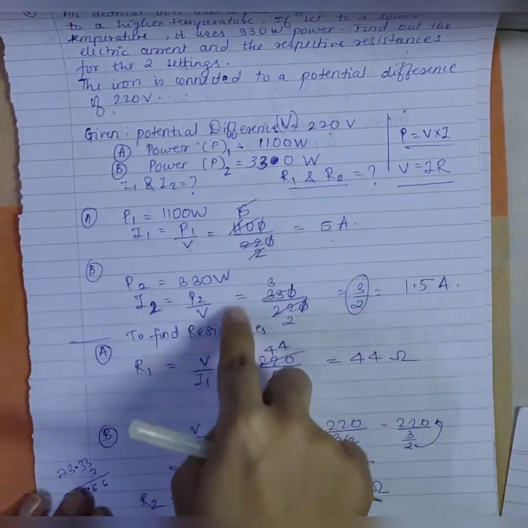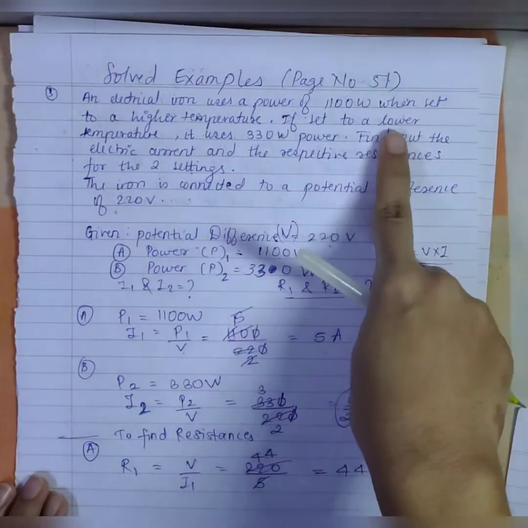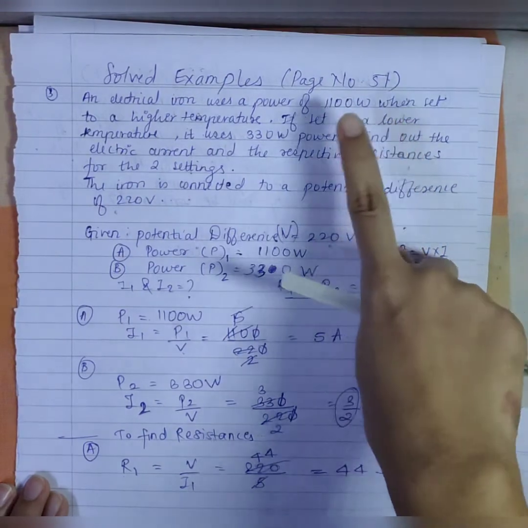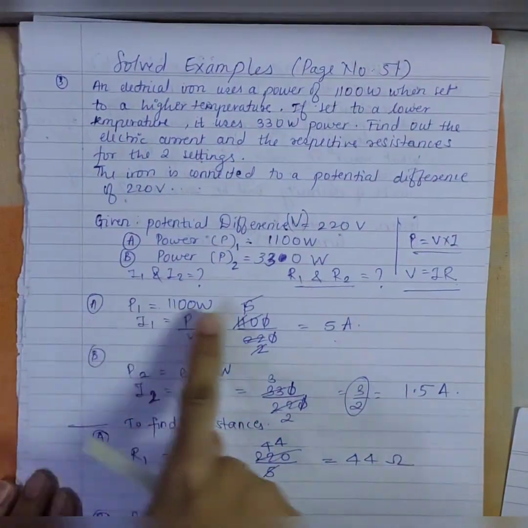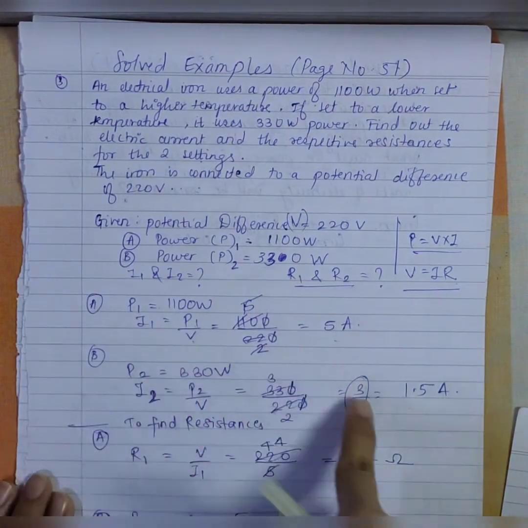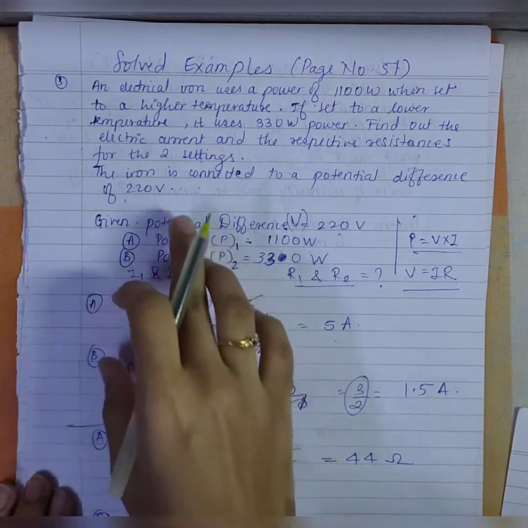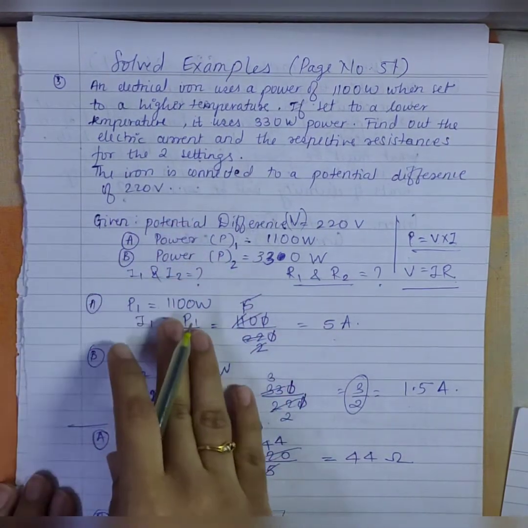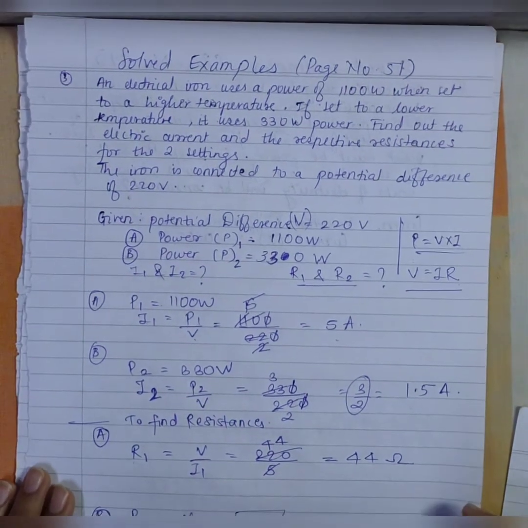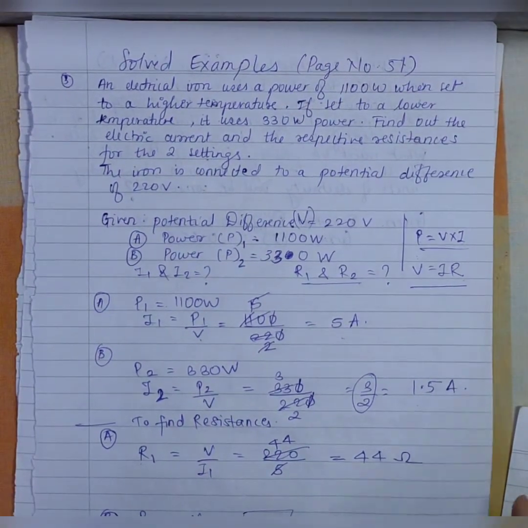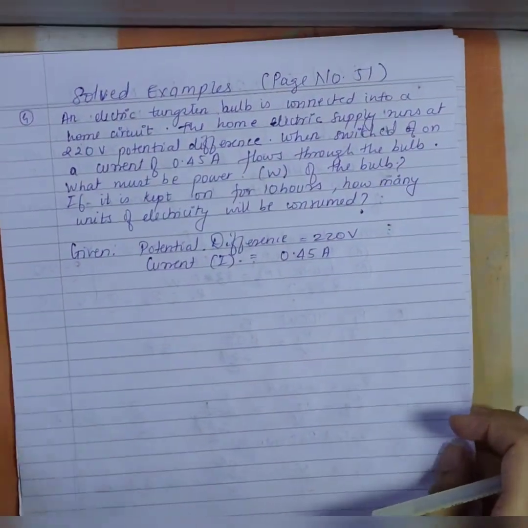Remember that you need to do 2 cases here, because they have asked it for 2 cases. One for lower temperature and the other for higher temperature. So you need to clearly state that A is for higher temperature, B is for lower temperature, and then start solving your sums respectively. For cases A and B, find I1, I2, R1, R2. Okay, now let's move on to the next sum. That is the 4th sum on your page 51.